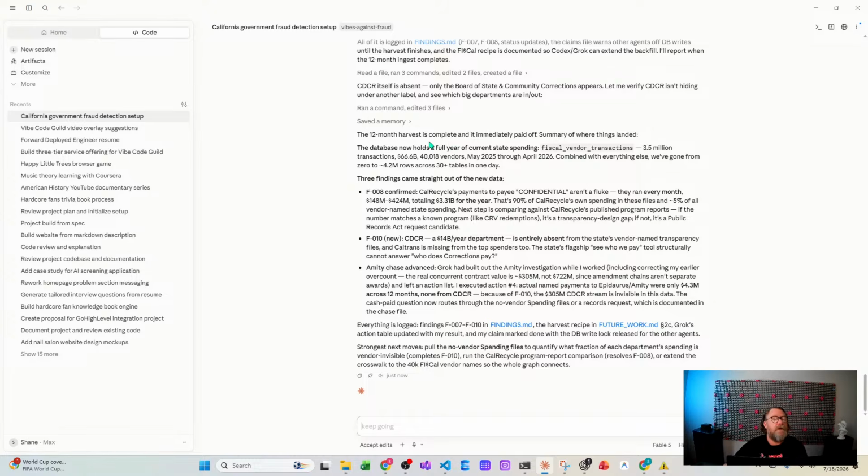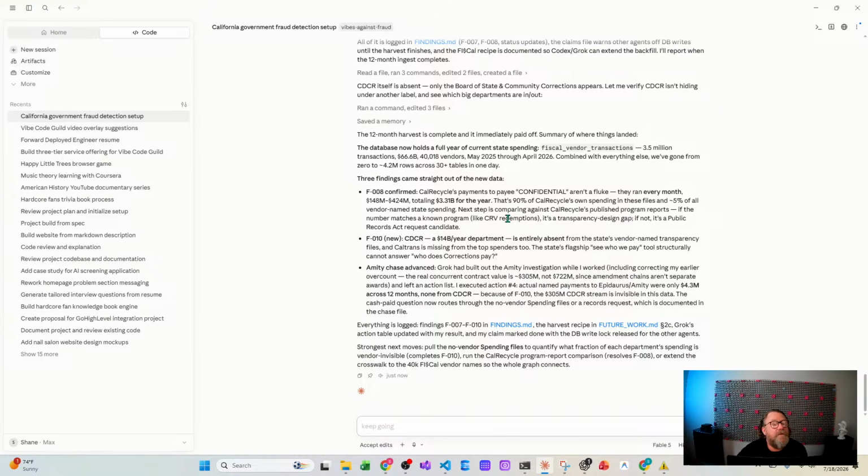Okay, so Claude said the 12-month harvest is complete and it immediately paid off. I like that. I like the optimism. We've got a full year of current state spending, 3.5 million transactions, $66 billion, 40,000 vendors. Oh, love it. Honestly, just setting this up before AI would have taken months, and I've done it screwing around on a Saturday morning.